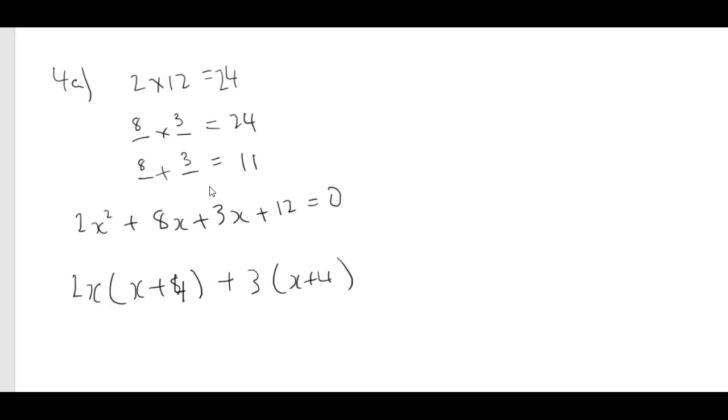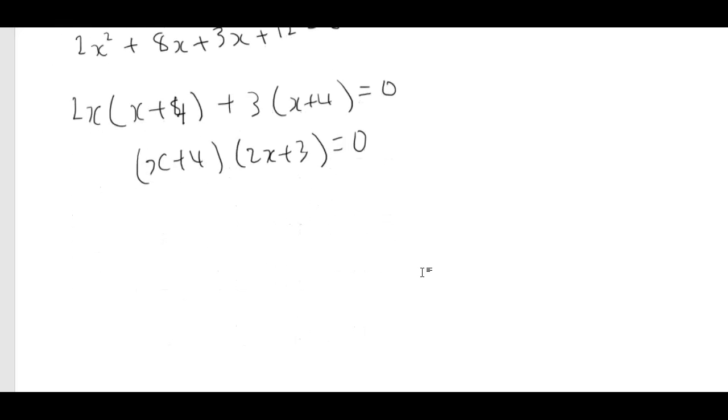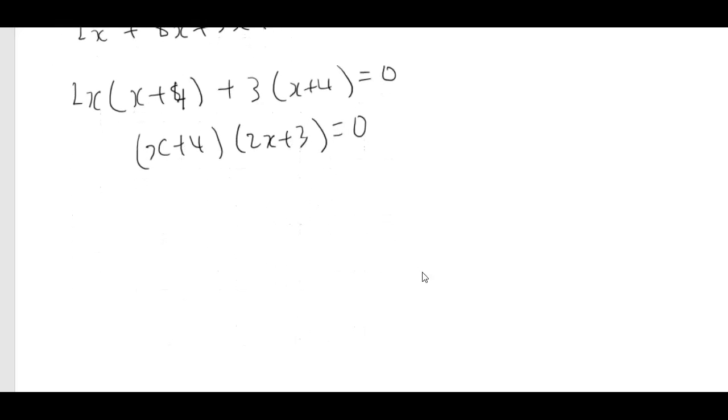Remember, you want the same factor there. So if you didn't get that, you've probably made a mistake somewhere. And then we're left with x plus 4 times 2x plus 3 is equal to 0. Again, the order doesn't matter if you did it around the other way. That is fine, because when you multiply two numbers together, it doesn't matter the order.